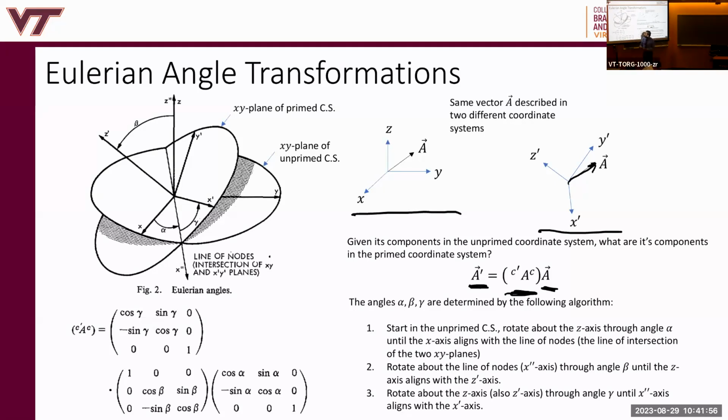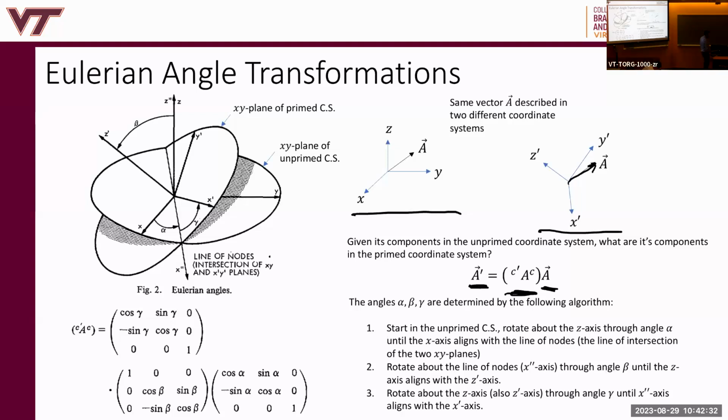So what does it say? Okay, there are three angles, gamma, beta, and alpha, right? You start in the unprimed coordinate system, this one, and you rotate about the Z-axis through angle alpha. So here's the Z-axis. This axis doesn't change, but the XY do, right? So I start with Z here, right? This is the Z-axis. I rotate through angle alpha, the X-axis, until it aligns with this thing called the line of nodes.